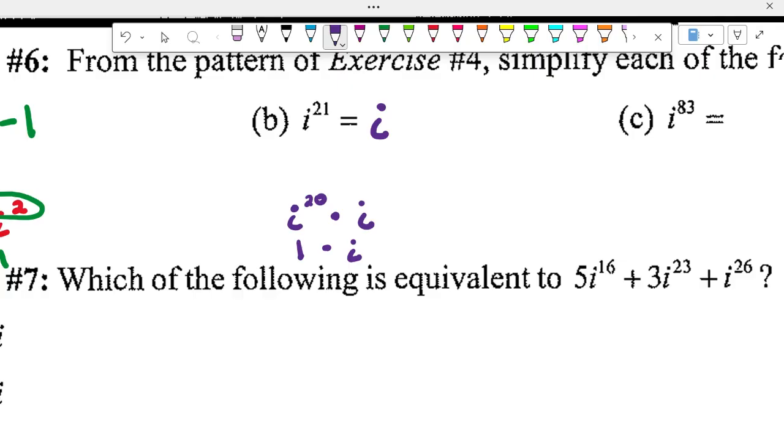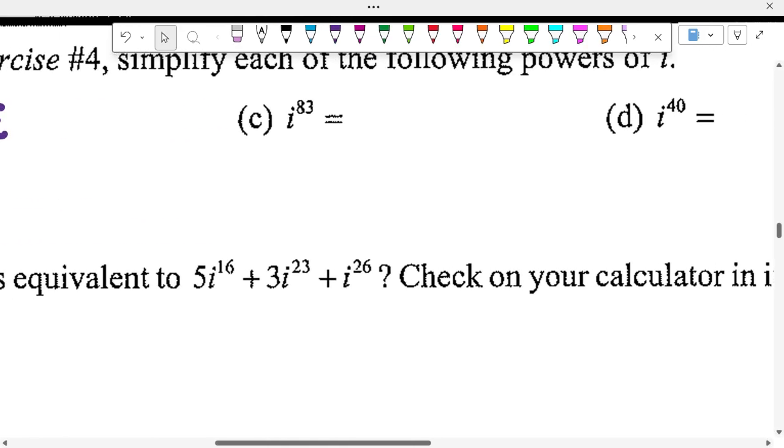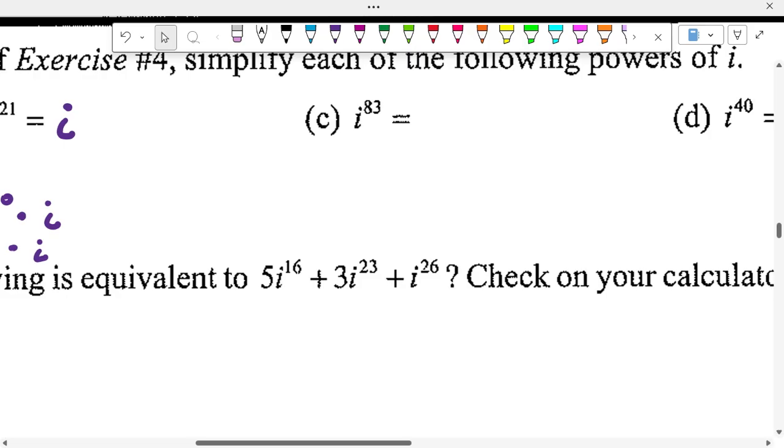Are you guys seeing how this works? Kind of, sort of, maybe? Okay, try C on your own. Find the nearest multiple of 4 that's lower than the current exponent. And then however many i's you have left over, that's actually your answer. So in other words, guys, you should have less than 4 i's left over.